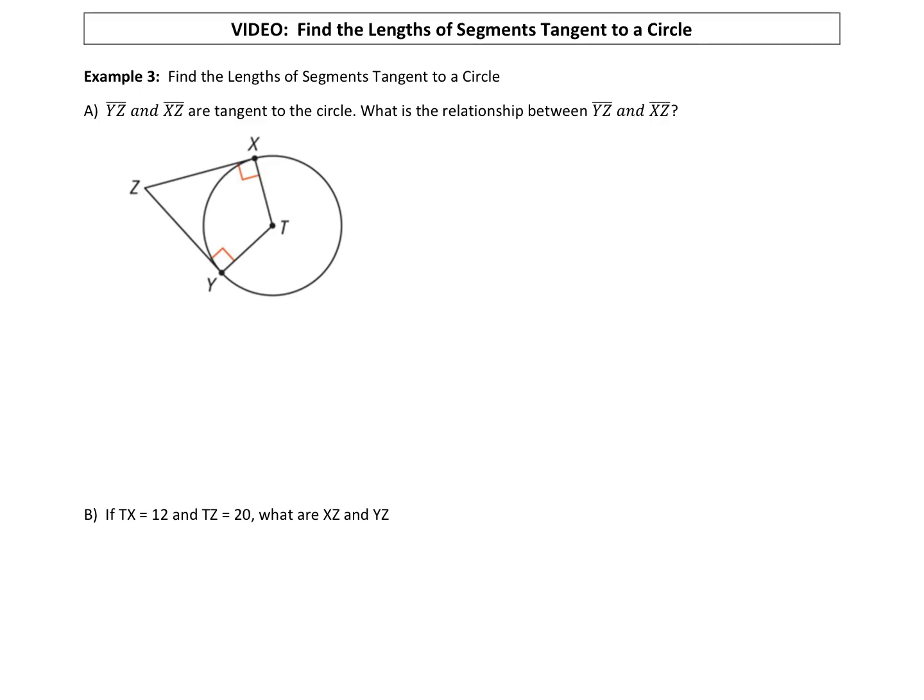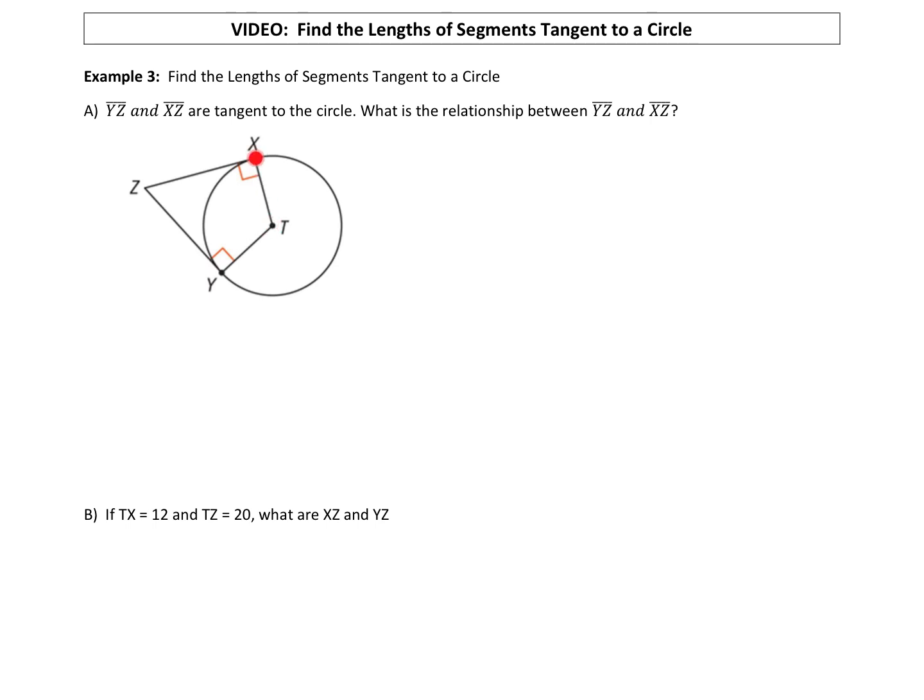All right, so let's keep working with our tangents. In part A, we are told that segment YZ and XZ are tangent to the circle. So here's YZ tangent to the circle, so perpendicular to the radius. Here's XZ tangent to the circle. We can see it's perpendicular to the radius.